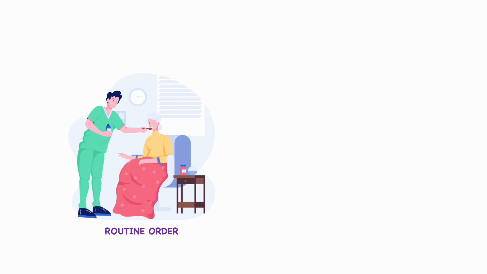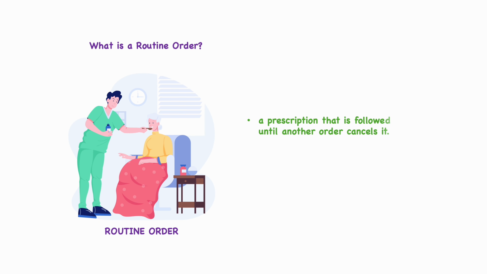Tip number 3. The PRN. Before diving into PRN orders, let's first clarify routine doctor's orders to fully grasp this concept. What is a routine order? A routine order is a prescription followed until another order cancels it. For example, lisinopril 10 mg PO daily.